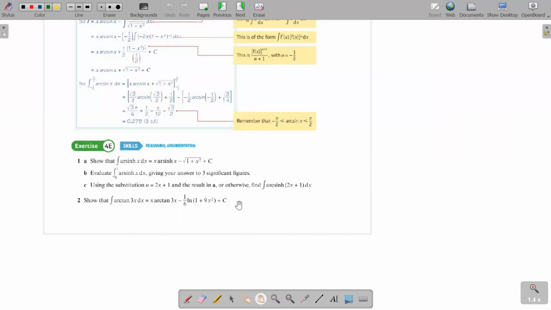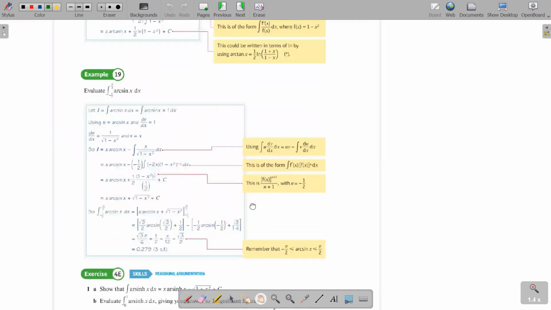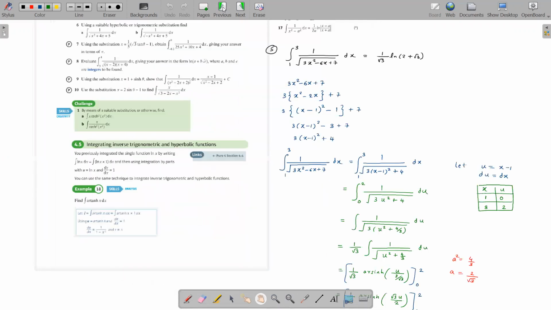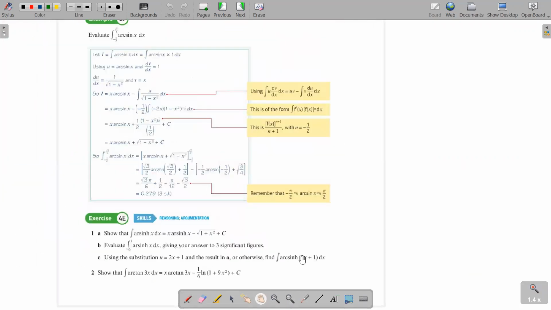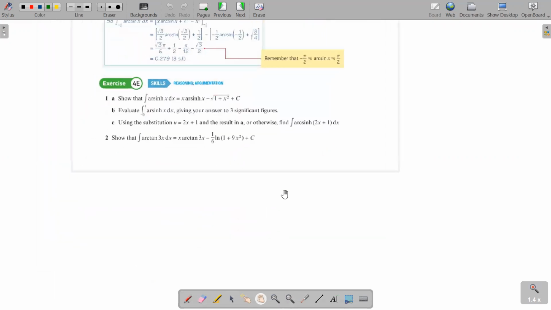Okay, so now we'll move on to the next exercise. Let's do exercise 4E. First, we'll write down the topic: integrating inverse trigonometric and hyperbolic functions. Then we'll do exercise 4E, question number 1.